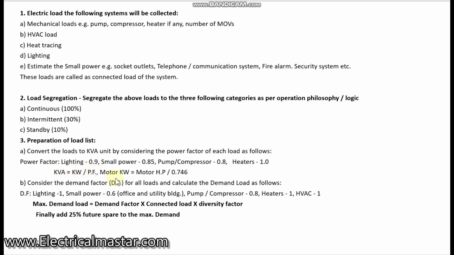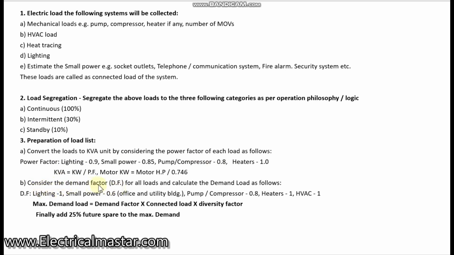Suppose your motor has an HP rating only. First you have to convert HP into kilowatt. The kilowatt converting formula is whatever motor HP is given divided by 0.746, then you will get the motor kilowatt rating. From that kilowatt, you put it here and divide by the power factor 0.8, and you will get the kVA. Okay, next is to consider the demand factor.